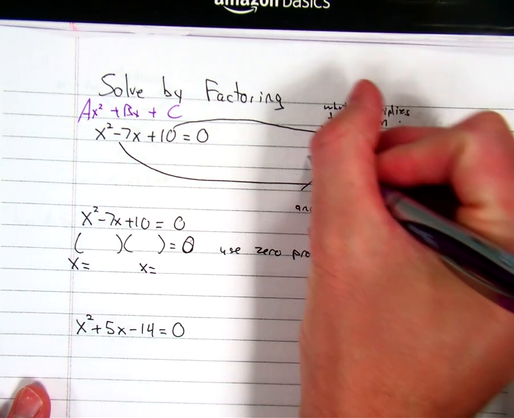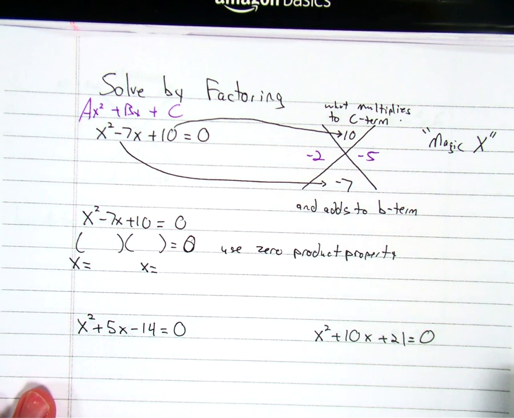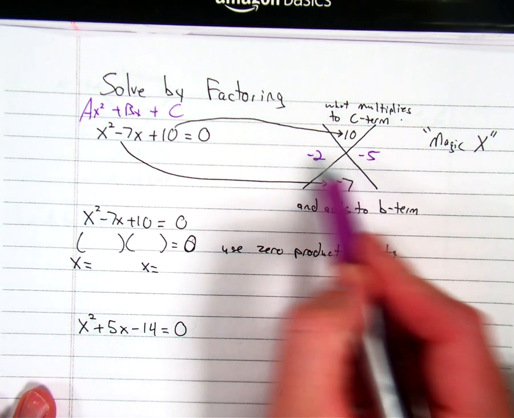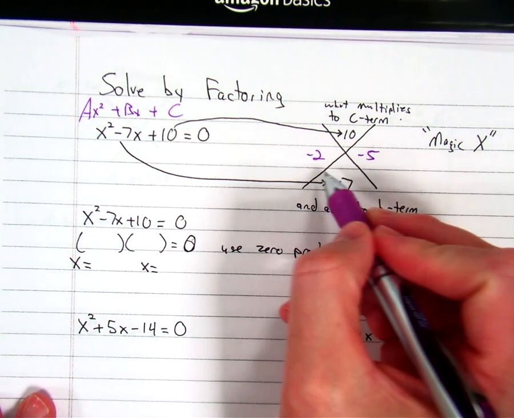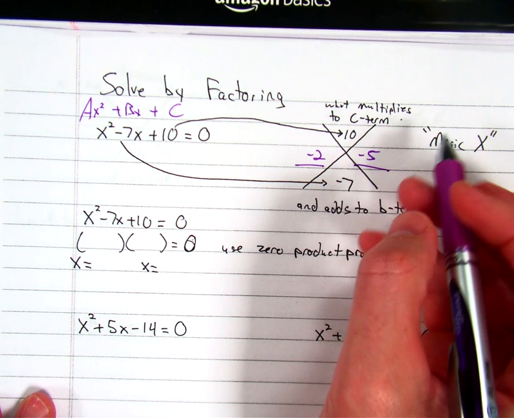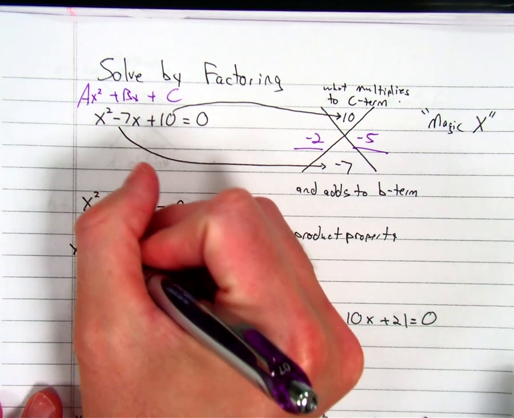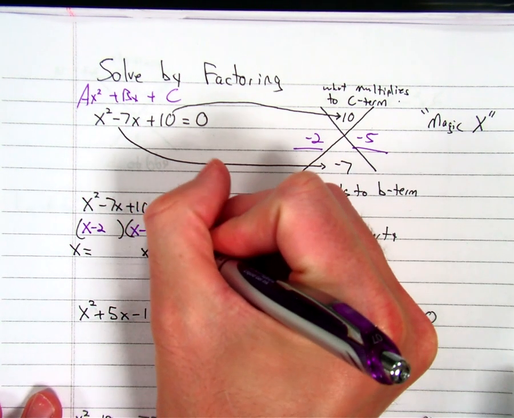How about negative 2 and negative 5? Negative 2 times negative 5 is a positive 10. Negative 2 plus negative 5 is negative 7. So we're going to copy those, minus 2, minus 5. We're going to bring them down here in parentheses with x. So x minus 2, x minus 5.